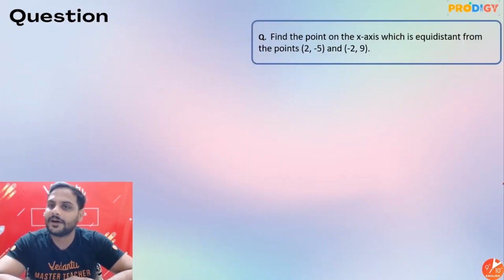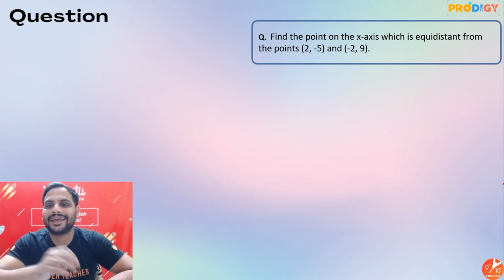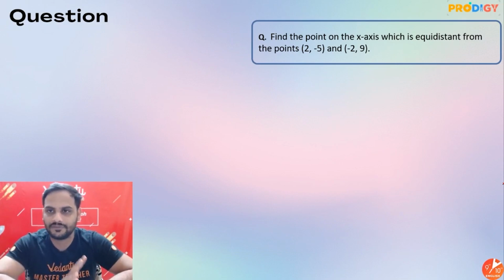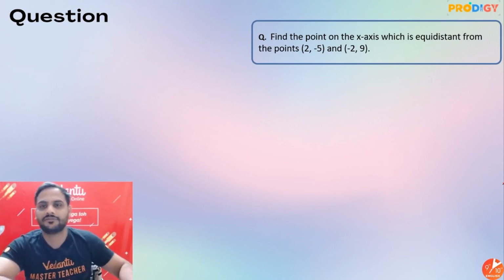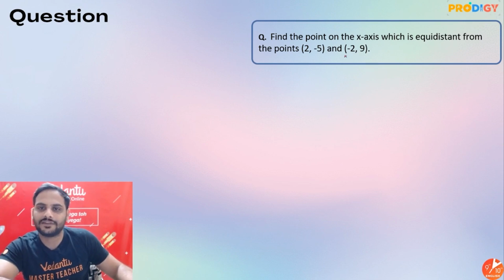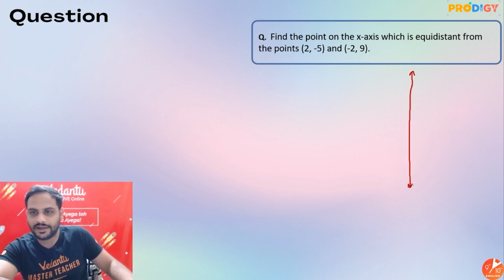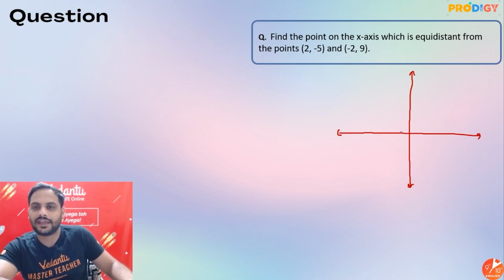Next one. Find the point on the x-axis which is equidistant from the points 2 comma minus 5 and minus 2 comma 9. Okay, child? Try to understand this question. Look, I'll just first try to draw a diagram and explain this question to you. Look, the first point has x coordinate minus 2, y coordinate 9.